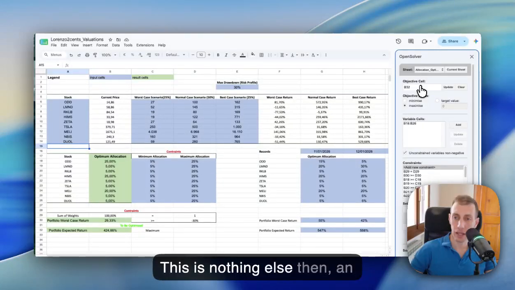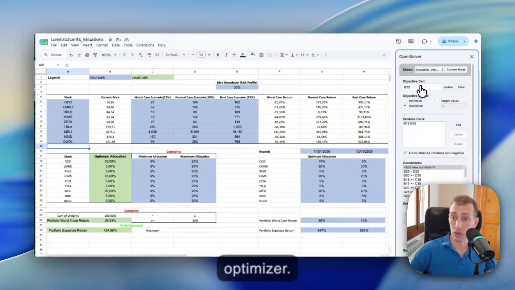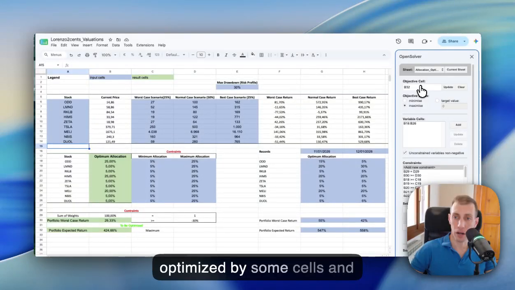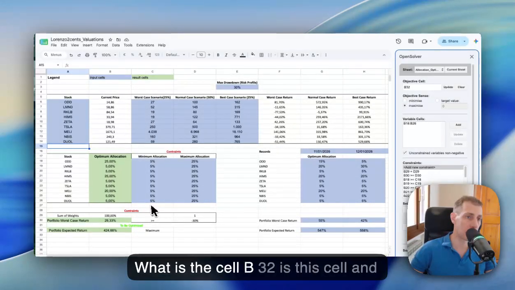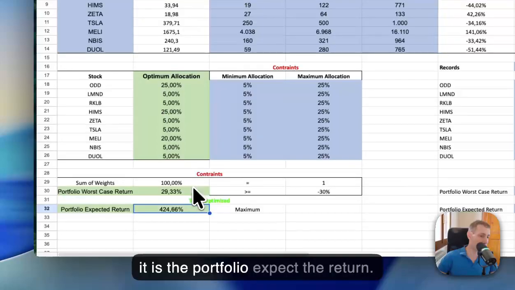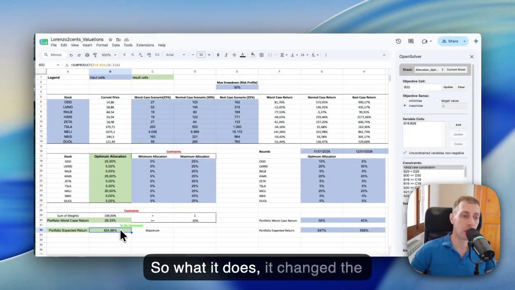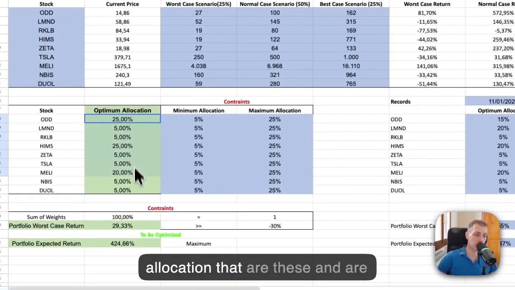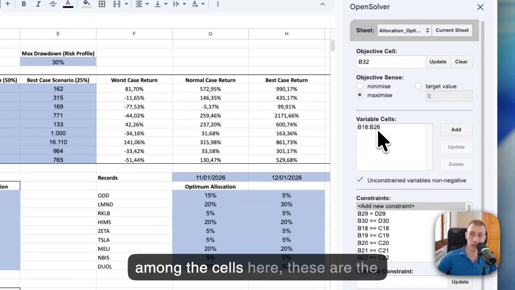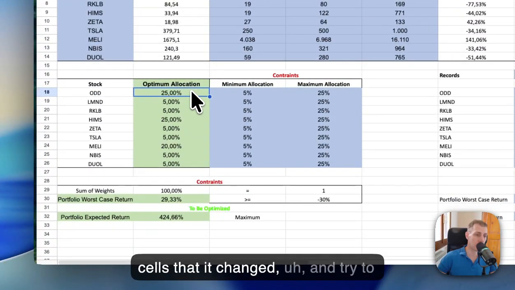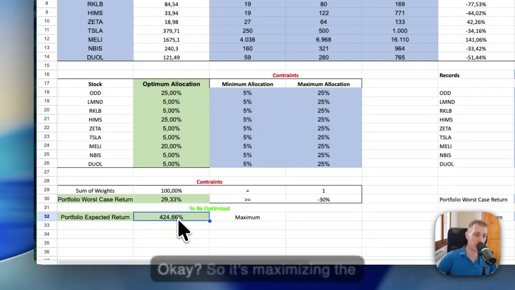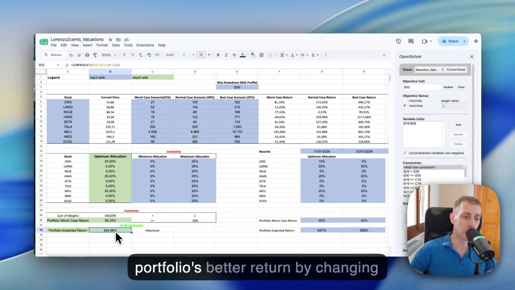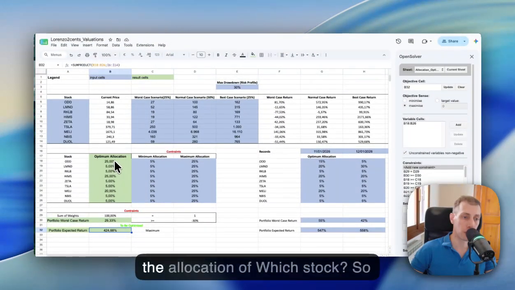Then how to use this? This is nothing else than an optimizer. Basically it's an algorithm that is optimized by some cells and constraints. In this case, it is maximizing the cell B32. What is the cell B32? Is this cell, and it is the portfolio expected return. What it does, it changes the allocation that are among the variable cells here. These are the cells that it changes, and tries to get the highest possible number here. Okay, so it's maximizing the portfolio expected return by changing the allocation of each stock.